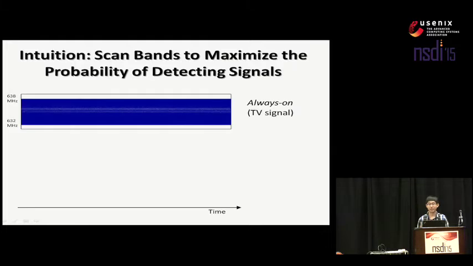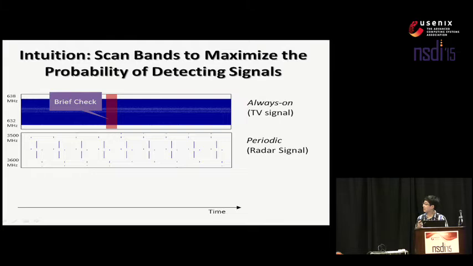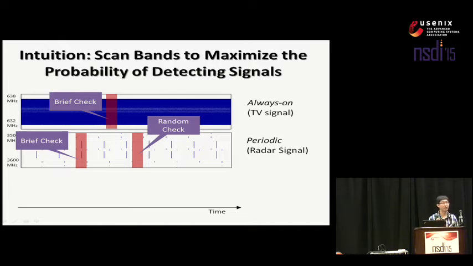For example, this is a TV signal that we know is always there. So there is no sense in continuously listening to that band. We can just schedule some very brief checks every now and then and make sure that the signal is there. For the radar signal I showed you, we can just schedule brief checks when we expect the signal is there, and some occasional check to make sure that the period doesn't change.